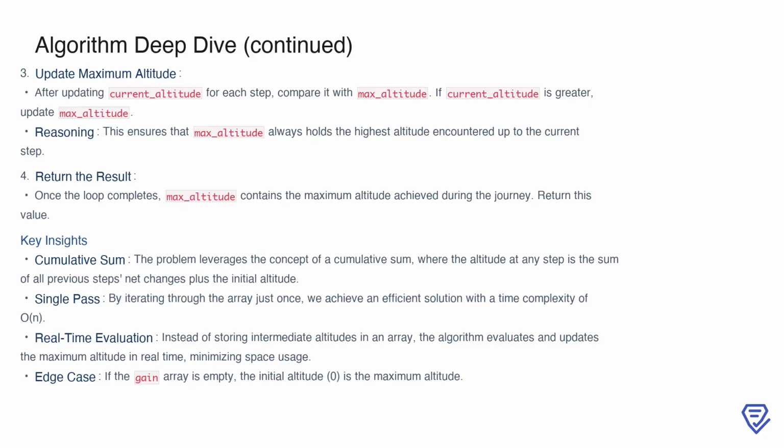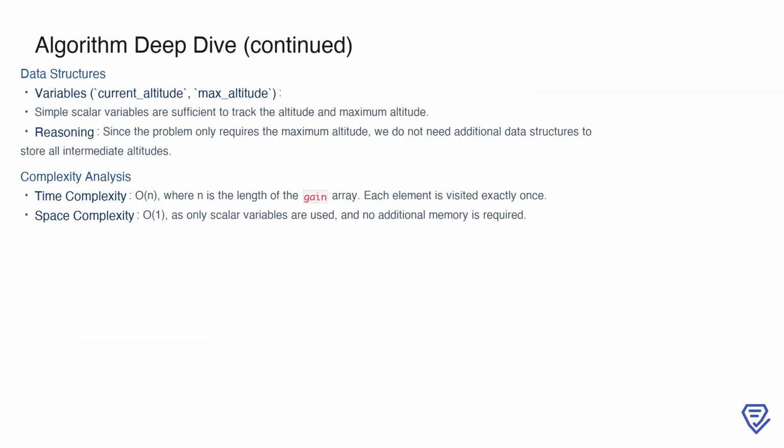Lastly, edge cases like an empty gain array are naturally handled, as the initial altitude of 0 remains the maximum in such cases. To implement this algorithm, we use simple scalar variables, current_altitude and max_altitude, which are sufficient for tracking the necessary data. This is because the problem only requires the highest altitude, not all intermediate values. As a result, we don't need any additional data structures, which keeps the solution lightweight.